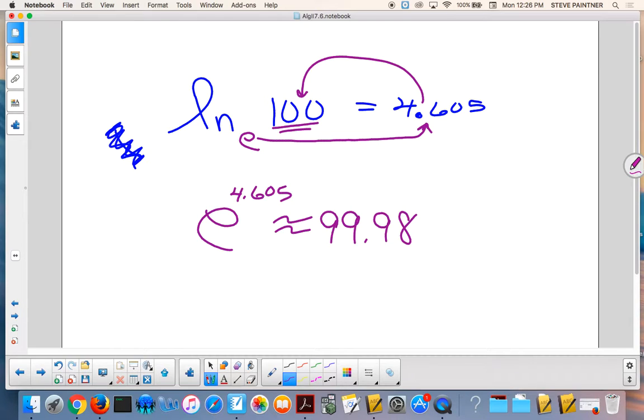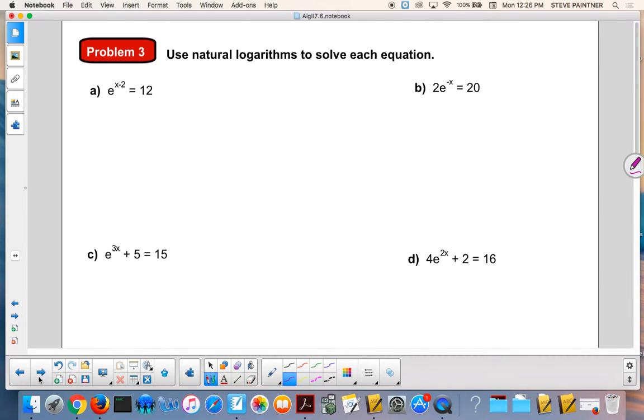Everything I do with you in this lesson is the same thing I did with you last Wednesday, Thursday, and Friday. There's not one thing new, except we're base e.